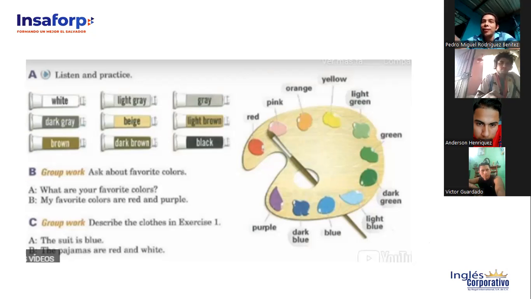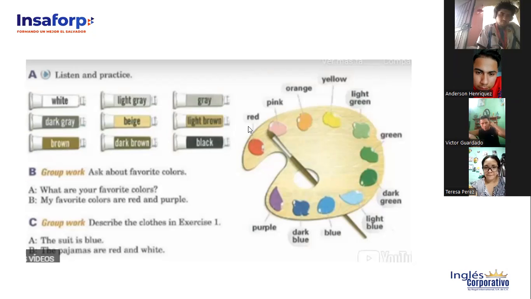The first one is white. Light gray. Gray. Dark gray. Beige. Light brown. Brown. Dark brown. Black. In red, pink, orange, yellow, light green, green, dark green, light blue, blue, dark blue, y purple. Applause for Pedro. He could say all the colors correctly.